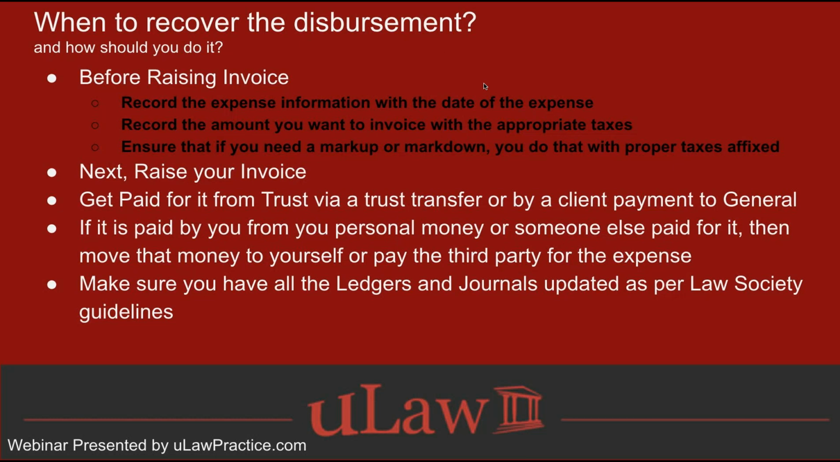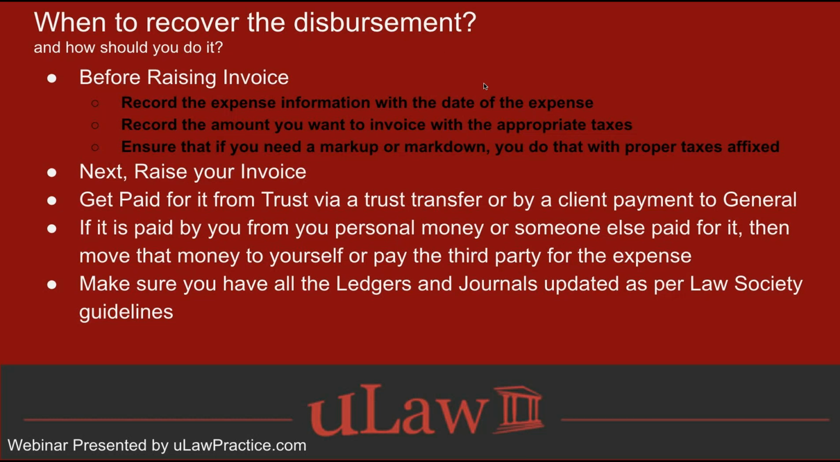Don't pay out of trust as a disbursement and invoice, and again transfer the money from trust to general and pay the third party from general or yourself. That's going to be duplication, right? It's double entry, and you're going to be duplicating the transactions. So if you are paying from trust, forget it. There is no trust transfer or client payment concept here. You're done. There's no recovery of expense. We saw it three slides before.